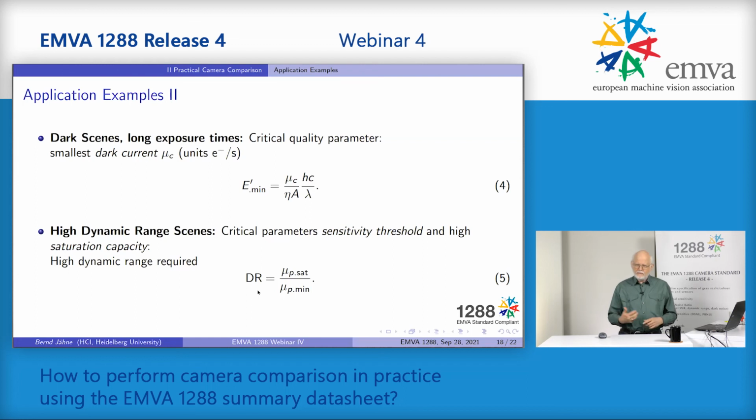I hope that these thoughts help you to connect everything now. You have the data sheet, you know your application, and then out of your application, pick out those parameters which are most important, and then look into the data sheet for the comparison.